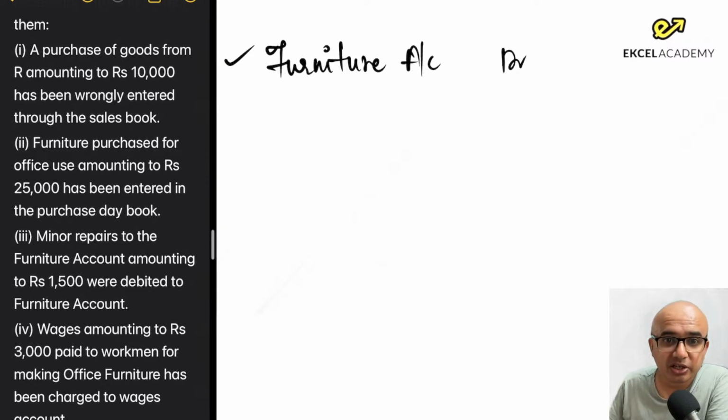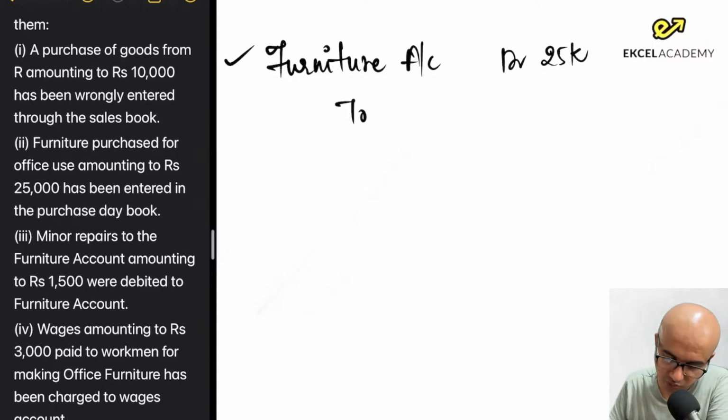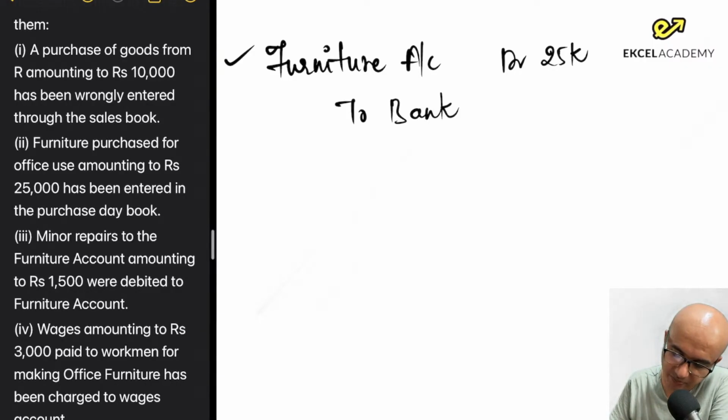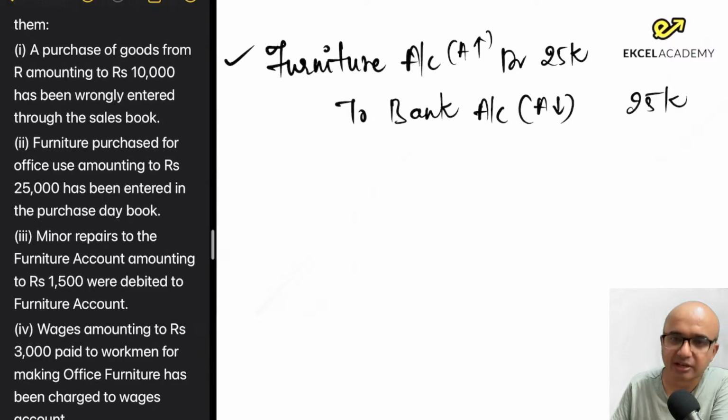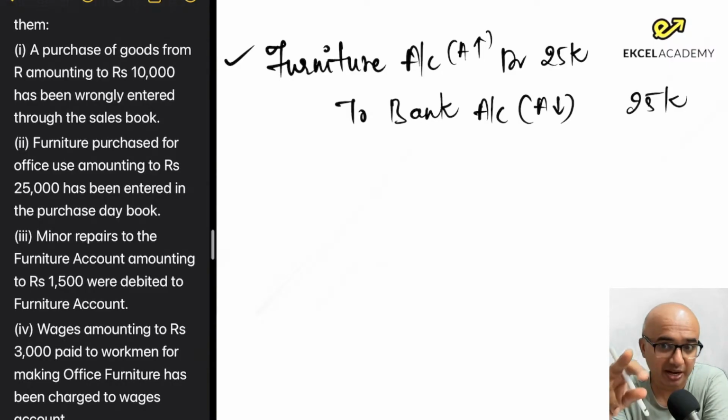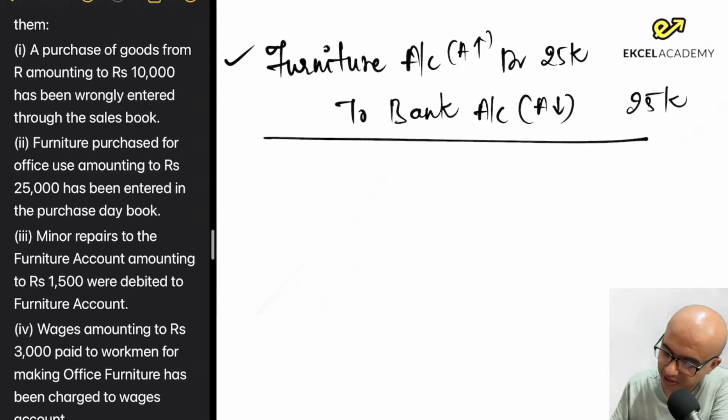Furniture account debit. What is the value of this furniture? 25,000, so I'll just write 25. From whom have we recorded? Nothing is mentioned, so I'll write to bank. We'll assume that we have paid for the furniture. So there is no liability. Increase in one asset, that is furniture, and decrease in another asset, which is bank. This should have been the entry which they should have ideally recorded.